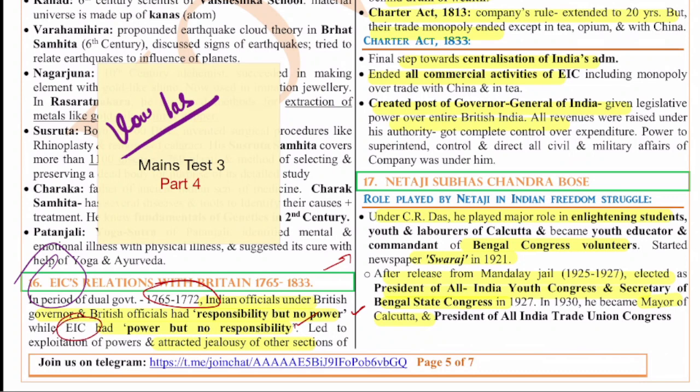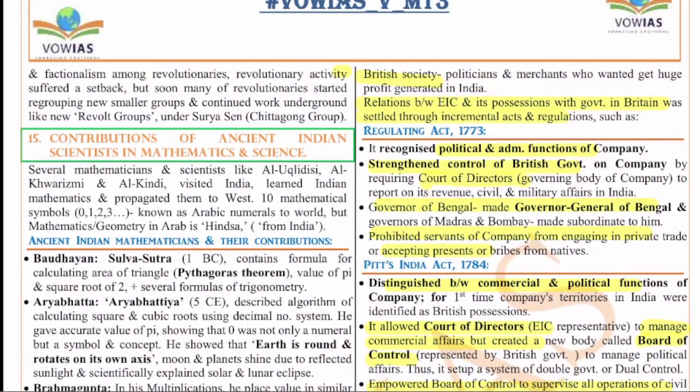So the Indians who were working for the British, all of the Indian officials especially, had all the responsibility to take care of everything, but they didn't have enough power because the power was with the East India Company. This led to exploitation of power and attracted jealousy of other sections of British society. So the politicians and merchants who wanted to get huge profit generated in India started to impose restrictions and started to control the East India Company.